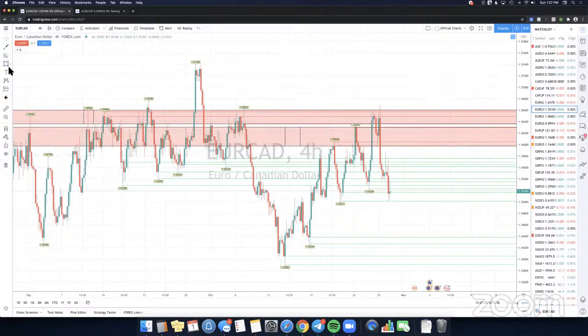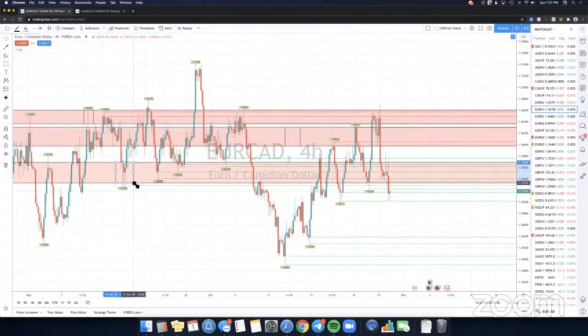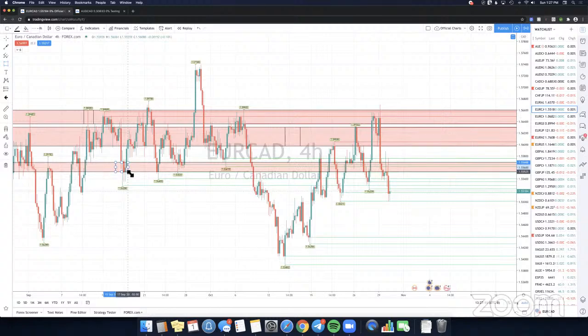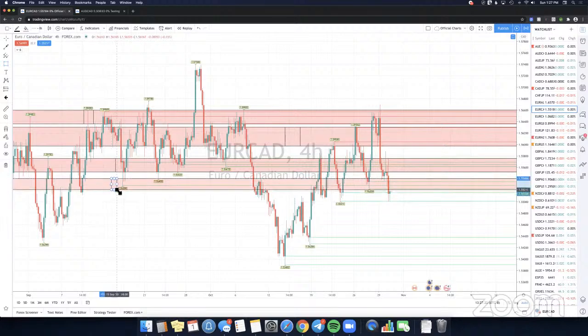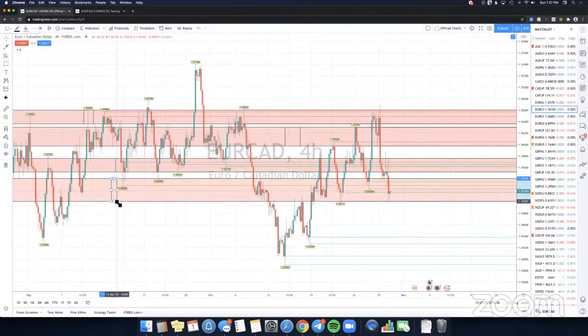Eurocad's a bit of a messy pair too. So you're going to see some pairs where they're a lot cleaner than others. You're going to see some that are a lot messier than others. So if that's the case, it's better to just create one big zone because you just want to know the areas where they have a higher probability of reversing on you. Because like I mentioned, that's probably going to be literally the worst thing that can happen to you, if you enter a trade and it reverses on you immediately because you're within a zone.